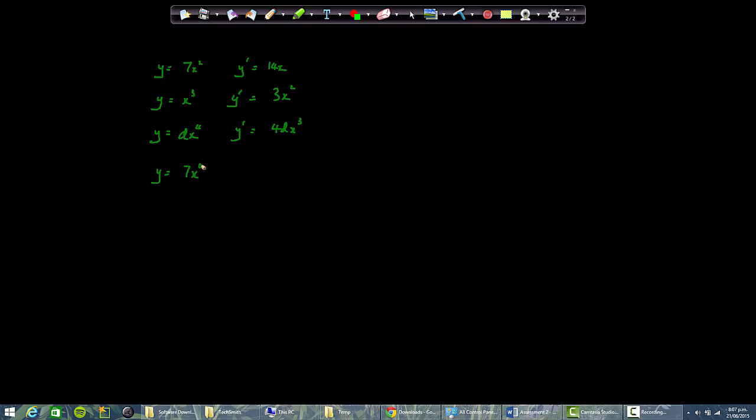Let's put 7x to the power of 0. Now that would actually just be 7, and the derived function turns out to be 0. Now I might want to come back to that and ask, why is that the case? Does that fit that pattern? And let's put another one where we've got a couple of terms this time. Let's say we had 5x to the power of 4 minus 7x squared. The derived function would turn out to be 20x cubed minus 14x.